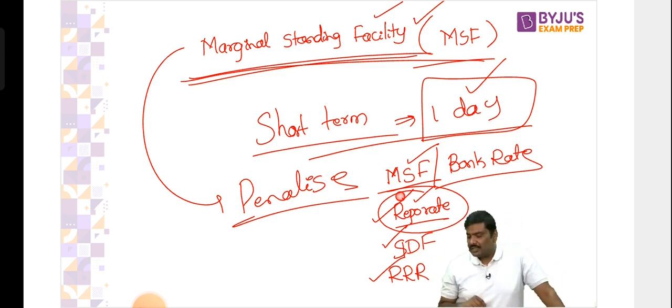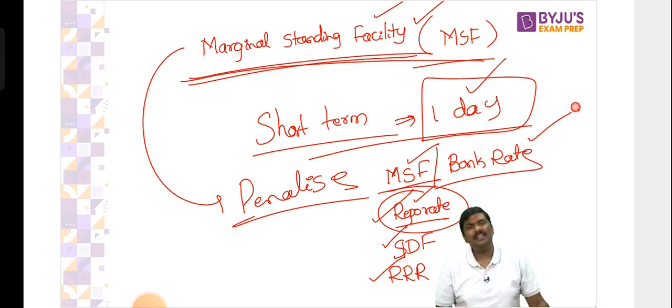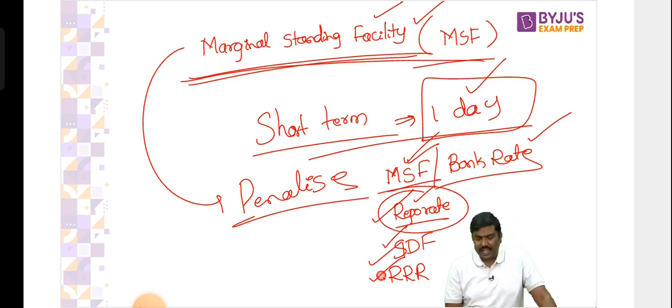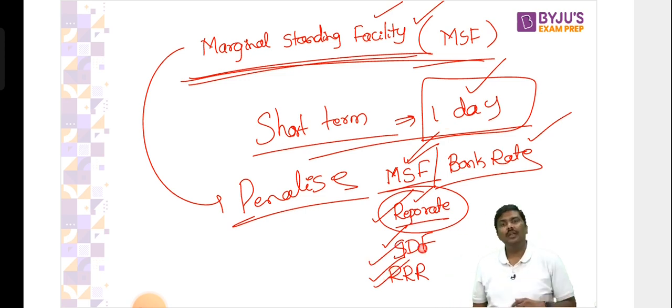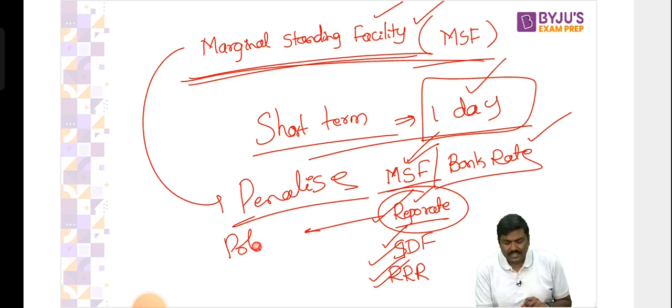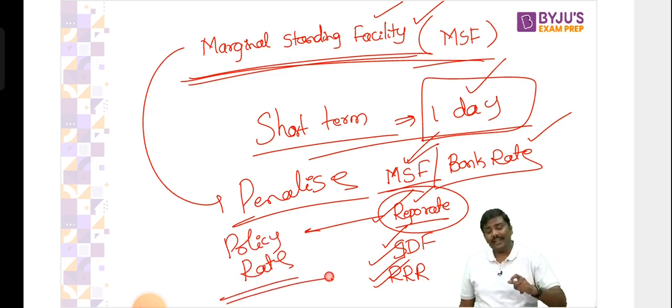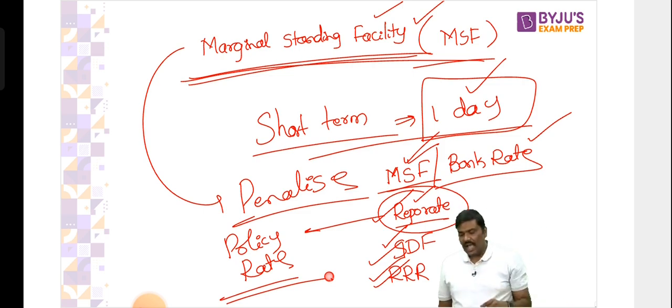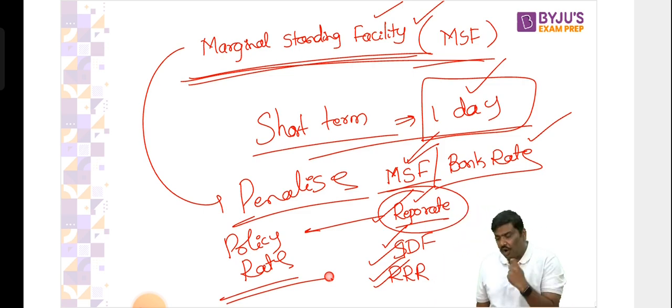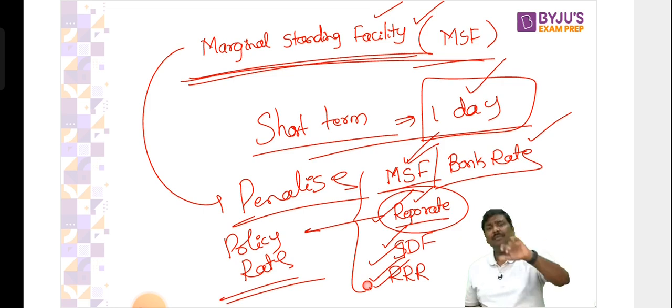Now your question will be, sir, when they increase or decrease the repo rate, what will happen to MSF? What will happen to bank rate? What will happen to SDF? What will happen to reverse repo rate? What will happen to all of them? Remember this very carefully. Repo rate is the policy rate. And when repo rate changes, automatically all the other interest rates will change in the same direction, by the way.